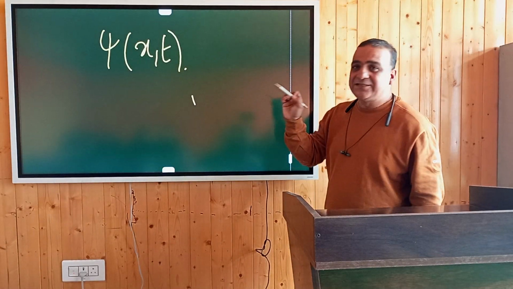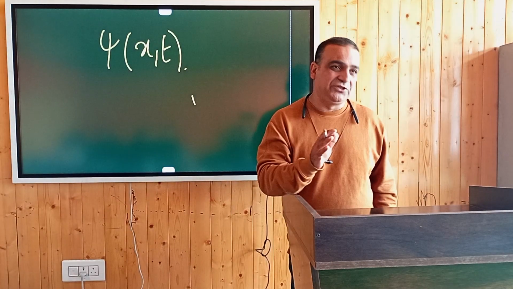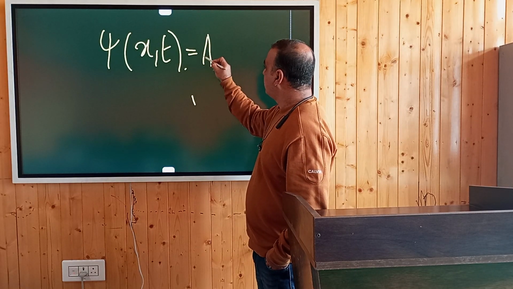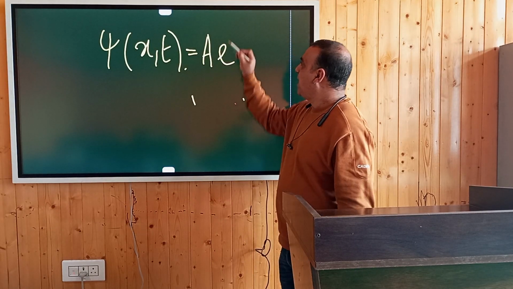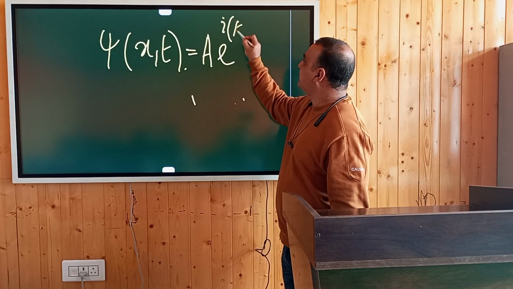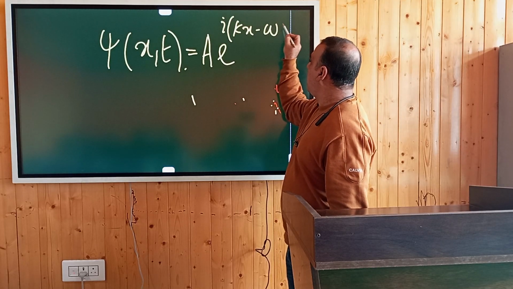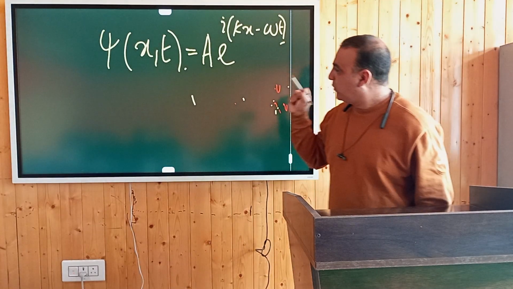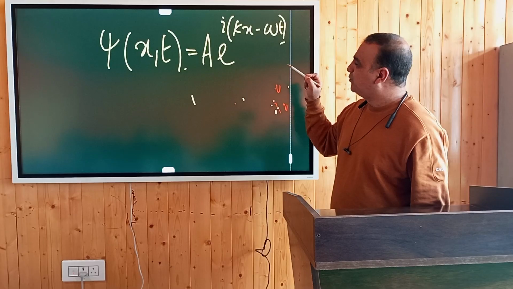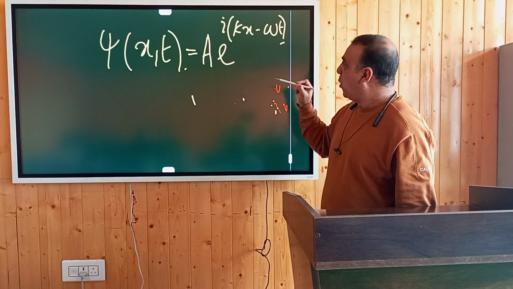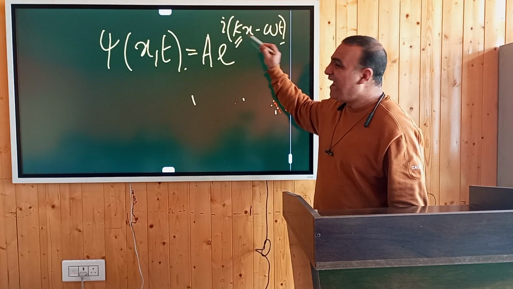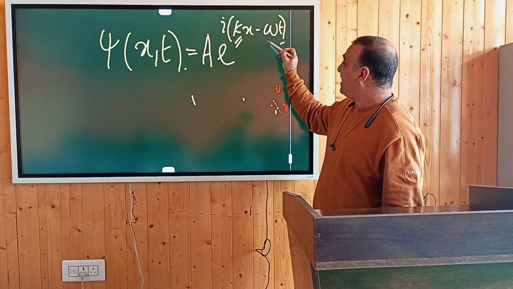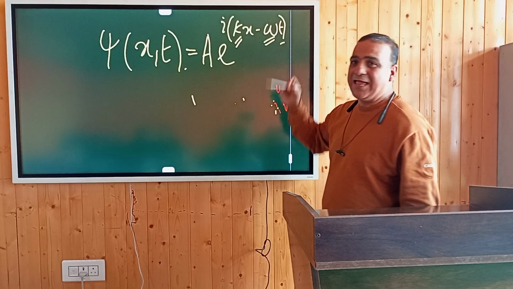This psi is written in the form of an exponential function with an amplitude A, e to the power of i(kx minus omega t). Now looking at this equation, you can see that this psi comprises both the momentum, because k is linked with the momentum of the particle, and the energy, omega.